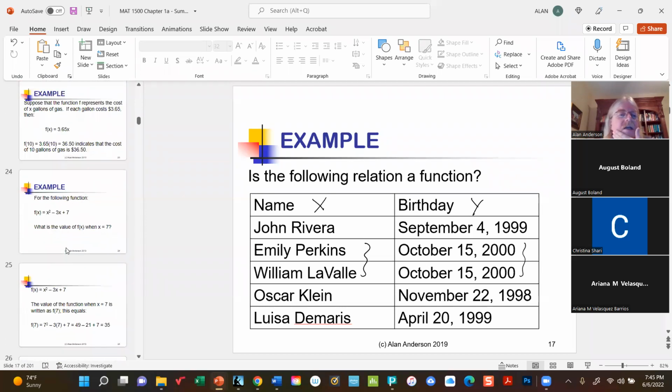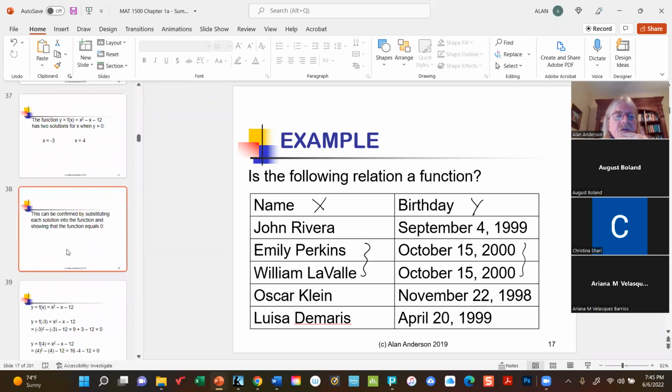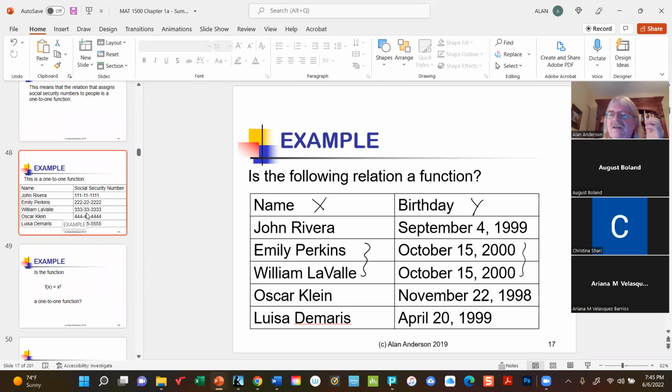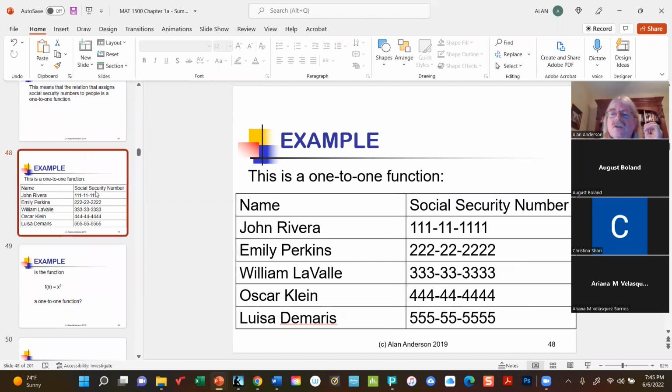But what would be a good example of a one-to-one function? This is the example that I came up with. I'm pretty proud of myself for dreaming this one up. Social Security numbers. Unlike with birthdays, where many people can have the same birthday, hopefully two people don't have the same Social Security number. Otherwise, there'd be all kinds of trouble. So while the birthday example is a function, it's not one-to-one. This is one-to-one, meaning that each X is associated with not just one Y, but a unique Y, which none of the other X's are associated with.